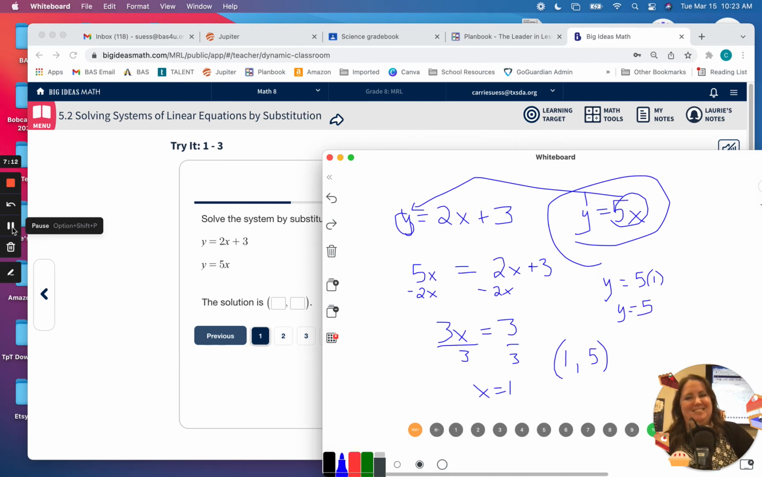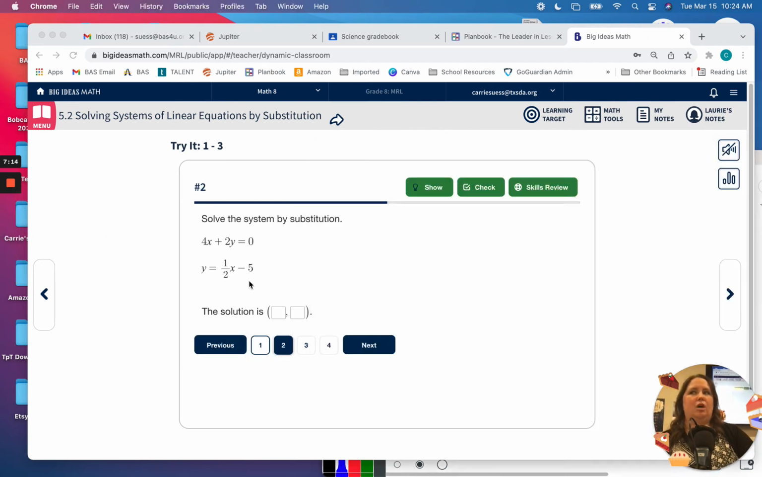It's pretty nice. Number 2, which one is already solved for one of the variables? Scary looking one. This one. Y is by itself. So I'm going to take all of this ugly mess and plug it where the y is right here. Put it in parentheses. 4x plus, you can use a calculator.